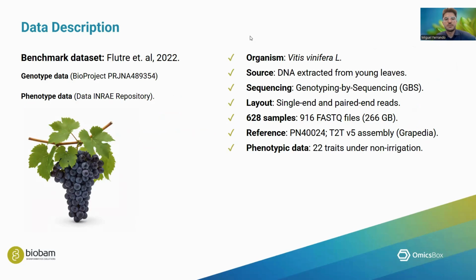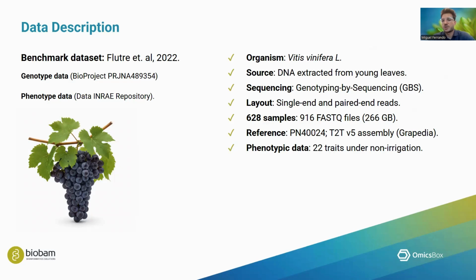it is publicly available at NCBI Bioproject for genotype data and also phenotype data, which can be accessed through this specific repository. As a quick description of the dataset, the organism is Vitis vinifera, commonly named Grapevine. It is the plant cultivated for table grapes and wine.